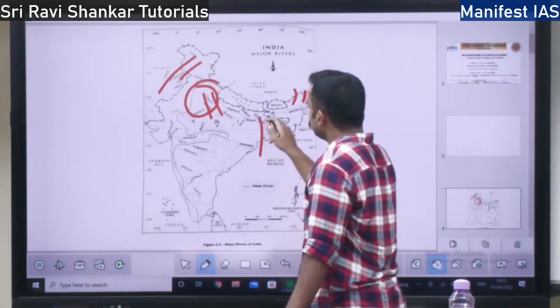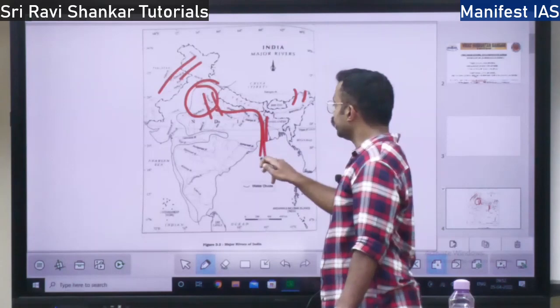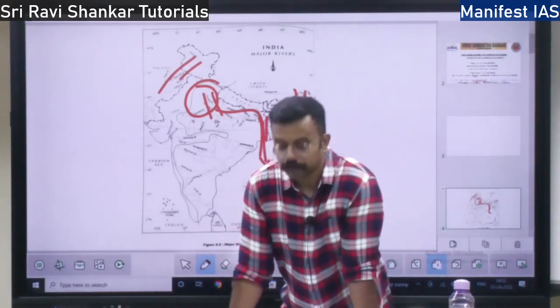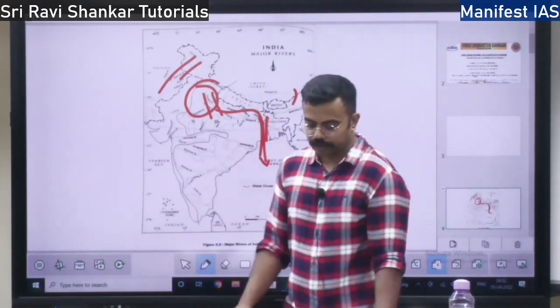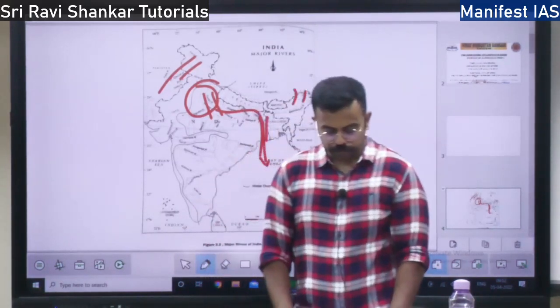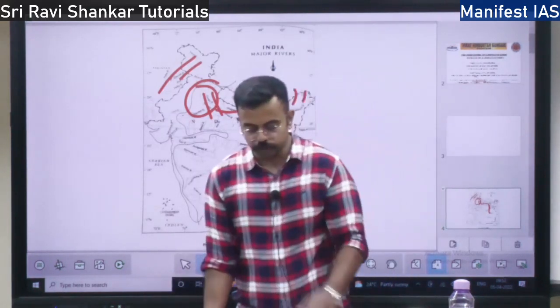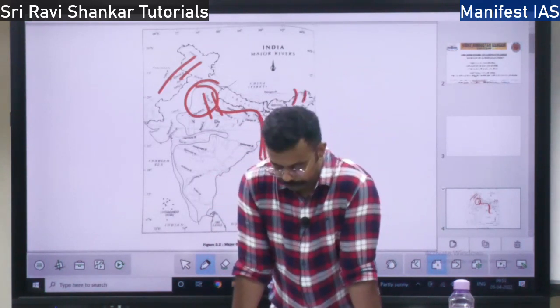Later, because of the Malda Gap, it started flowing into the Bay of Bengal region. Here there was a depression because of which the river started flowing there. Right? So in the Himalayan drainage, we will now talk about individual rivers. The first river is the Indus River system.